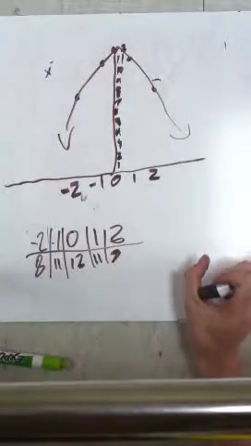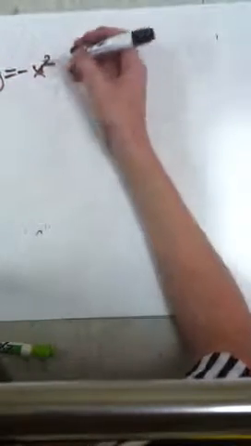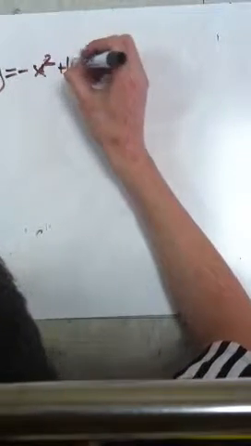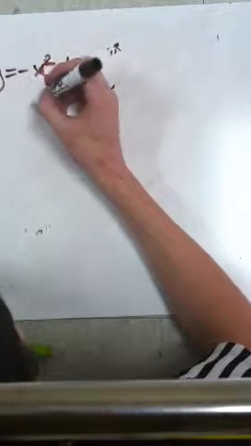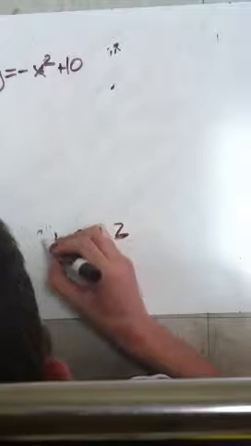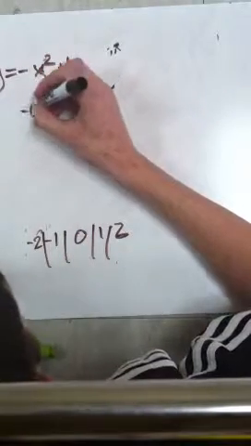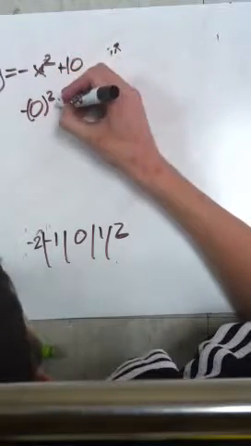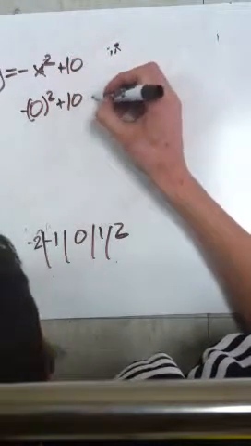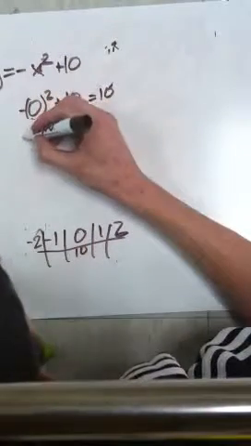And for our last problem, the equation is y equals negative x squared plus 10. And so, since we already know the b value is 0, we're going to find the y value. So it's negative 0 squared plus 10 equals 10. So that's going to be the y value.